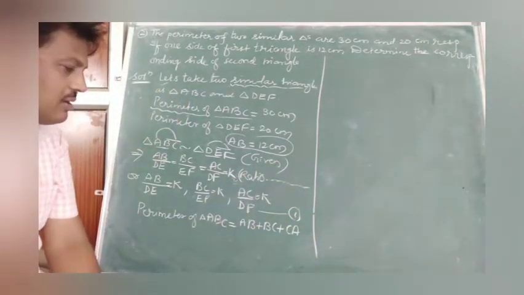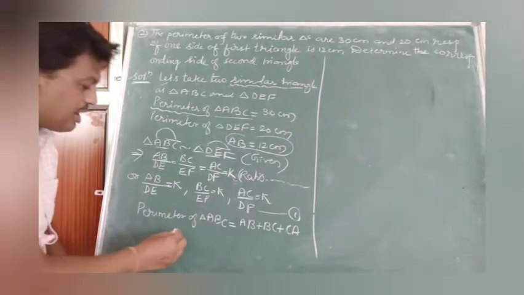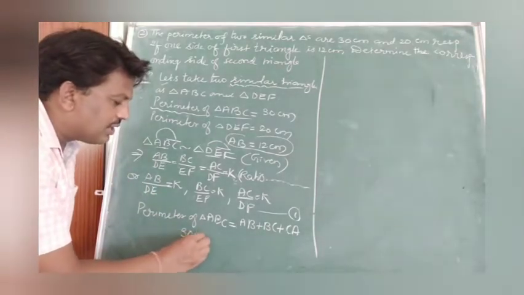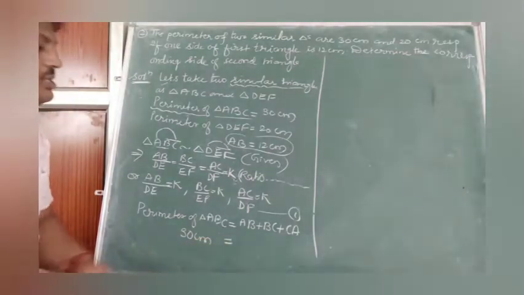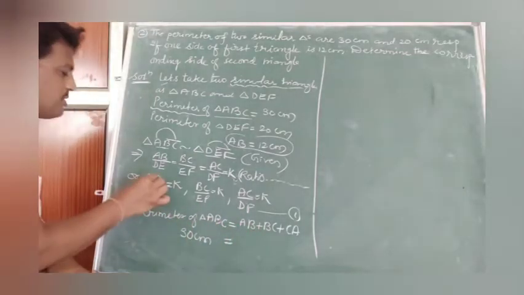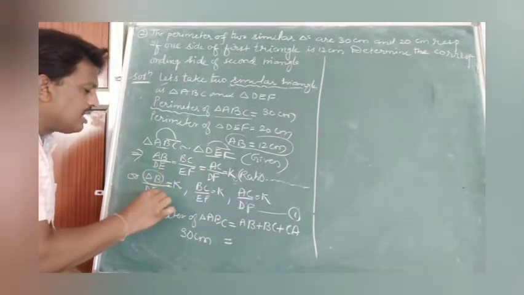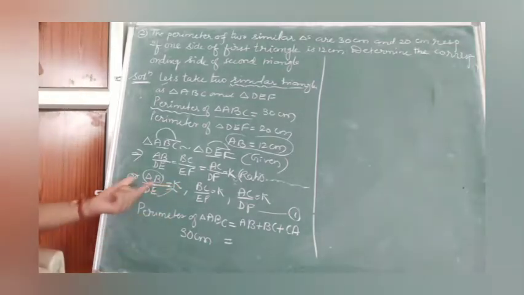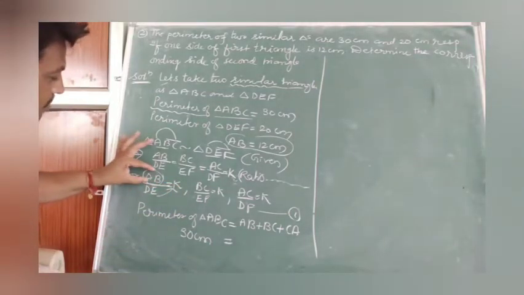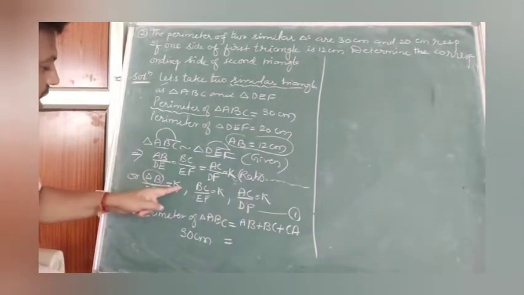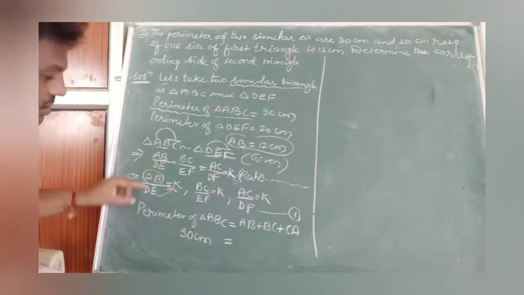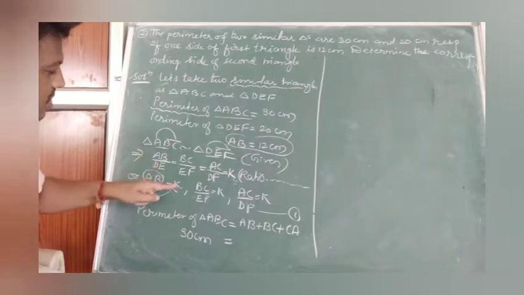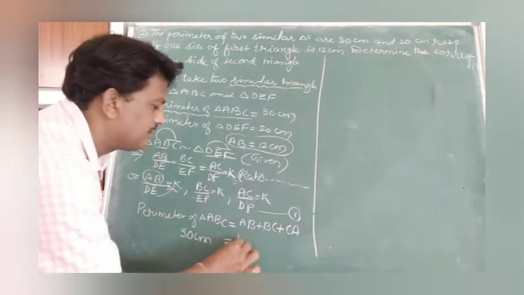I added them, children. Okay. So perimeter value is given how much? 30 centimeter is equal to AB plus BC plus CA. What is the AB, children? Just now by cross multiplying, what can we take? In place of AB, we can write K into DE, is it not? AB by DE is equal to K. So AB is equal to K into DE.